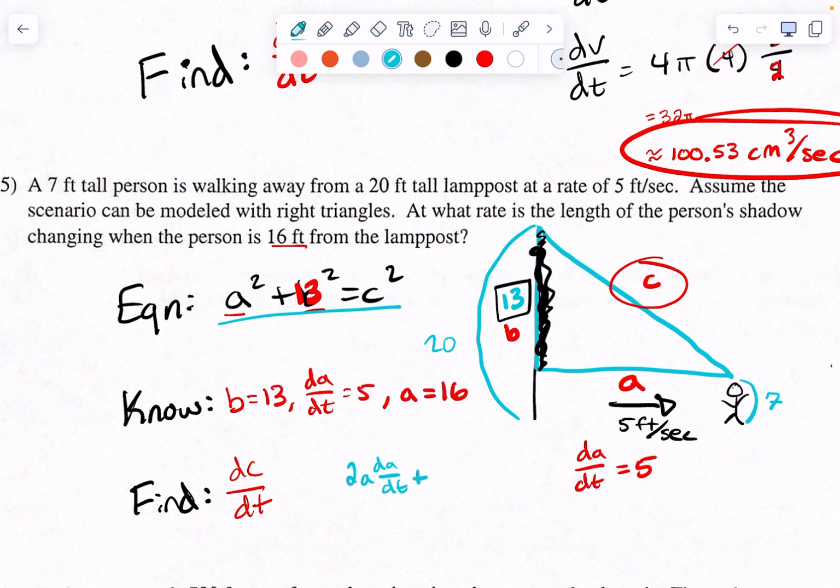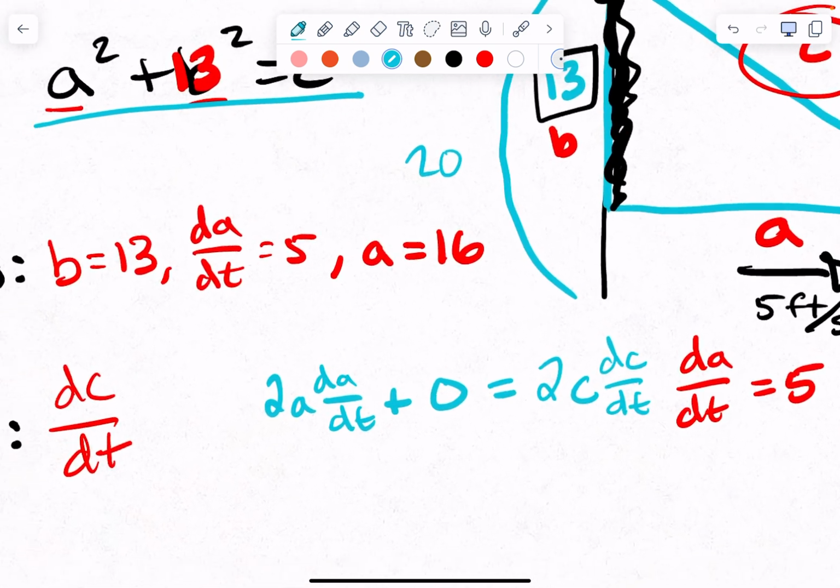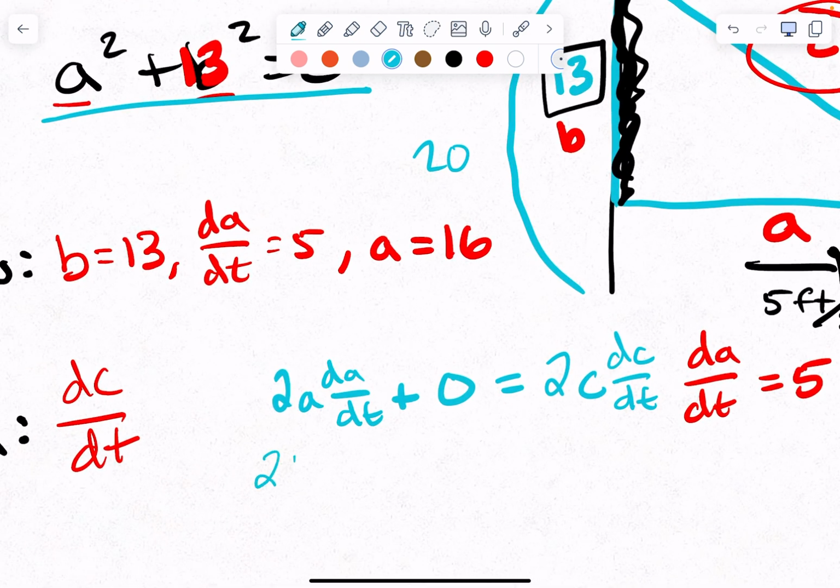Derivative of 13 squared is 0. Equals the derivative of C squared, 2C dC/dt. Okay, we're trying to find dC/dt. All right, 2 times A, which is 16, and dA/dt is 5. Plus 0, I'm going to leave that off. Equals 2 times, we don't know what C is. We know what B is. We didn't even use B.